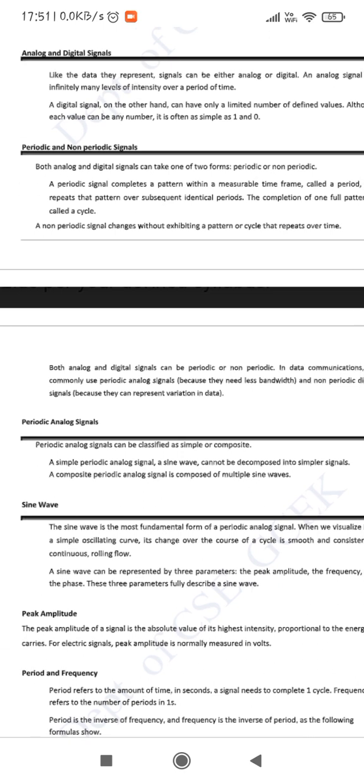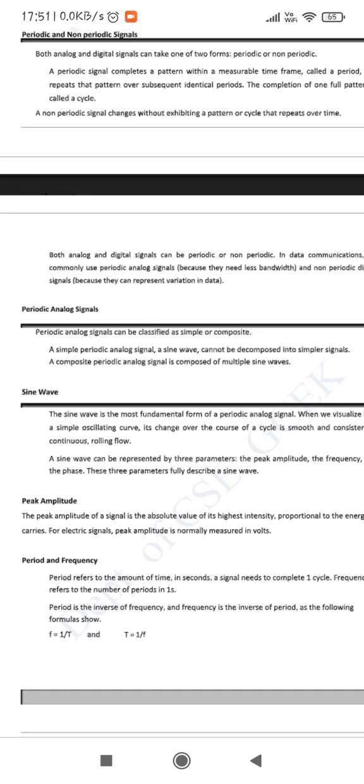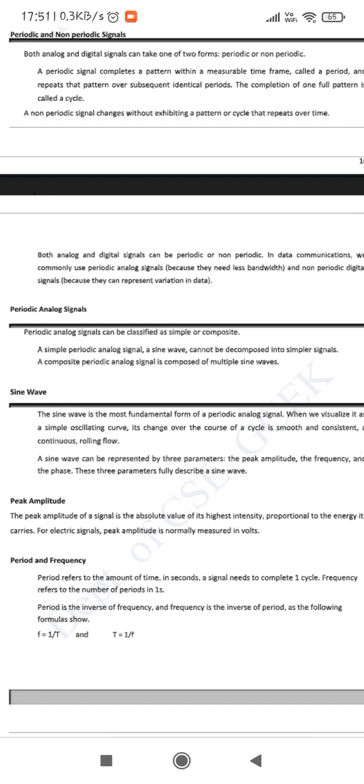Periodic analog signals. Periodic analog signals can be classified as simple or composite. A simple periodic analog signal, a sine wave, cannot be decomposed into simpler signals. A composite periodic analog signal is composed of multiple sine waves. Now we are going to discuss the sine wave.